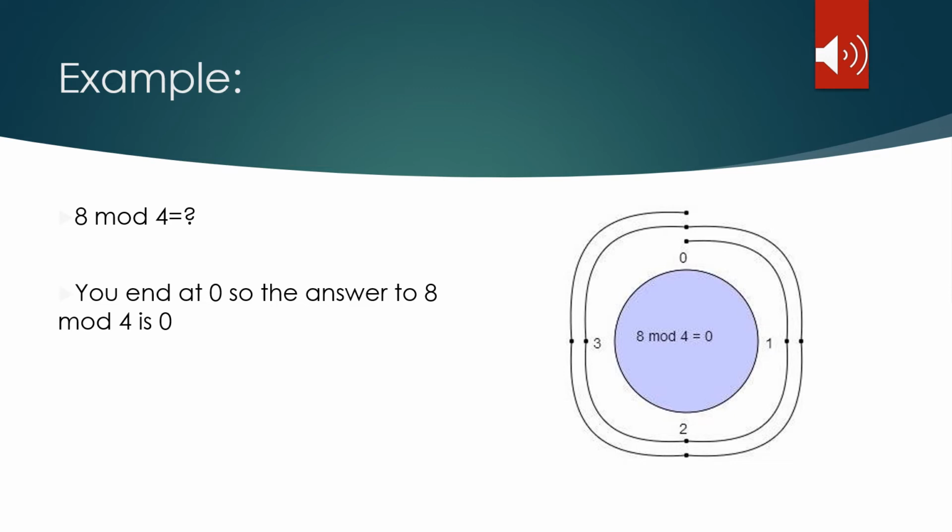in parentheses, in a clockwise sequence 8 times. And once you've done that, you would end at 0, so the answer to 8 mod 4 is 0.